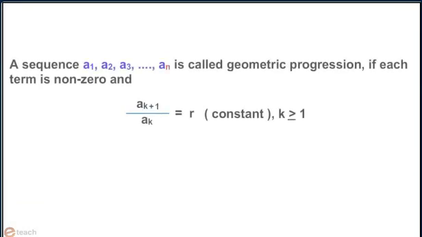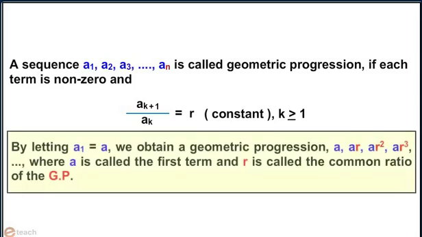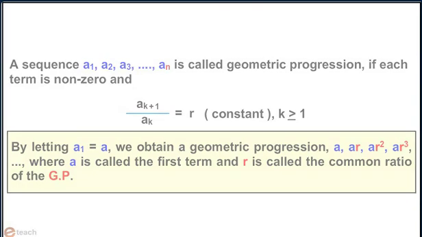A sequence a1, a2, a3, and so on till an is called a geometric progression if each term is non-zero and a(k+1)/ak equals r, which is a constant, for all k greater than or equal to 1. By letting a1 equal to a, we obtain a geometric progression a, ar, ar squared, and so on, where a is called the first term and r is called the common ratio of the GP.